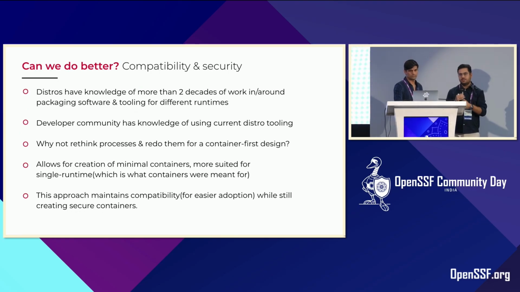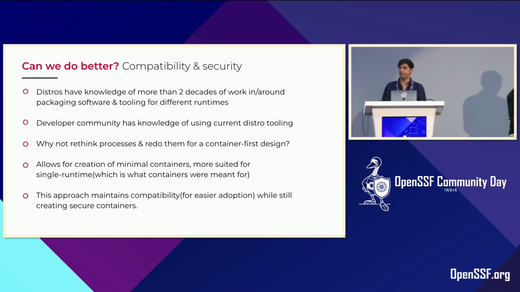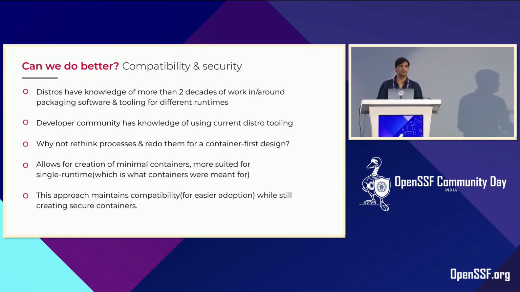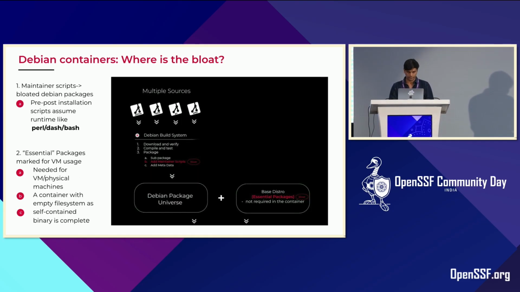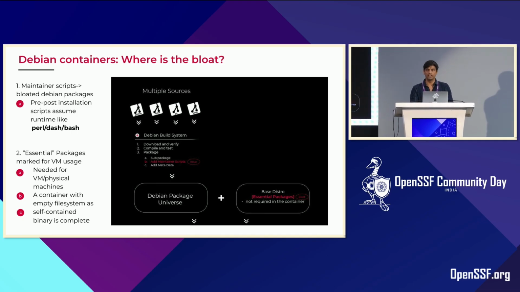So yeah, I think this is what the talk is about. Can we do better? And I think our talk is taking Debian and rethinking some of those processes to create minimal containers. And Abhishek, would you talk about it? Sure. So yeah, the question is, can we do better? To answer that, first we need to look at the root of the problem. Let's take a look under the hood of a container image built on top of Debian, and we will see where the bloat actually comes from in the case of Debian distro-based containers.